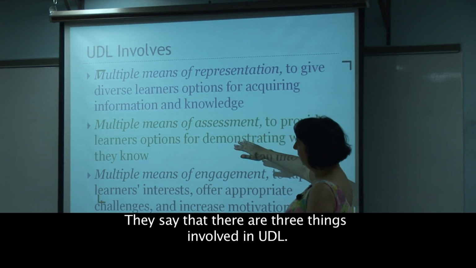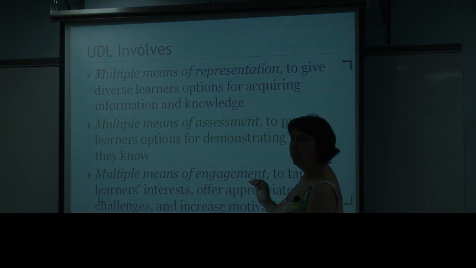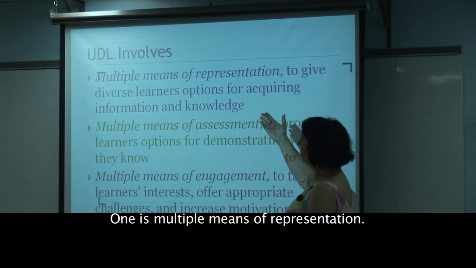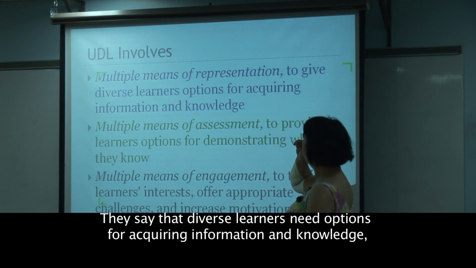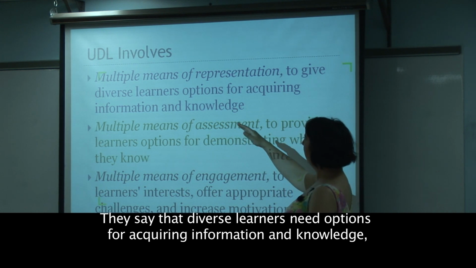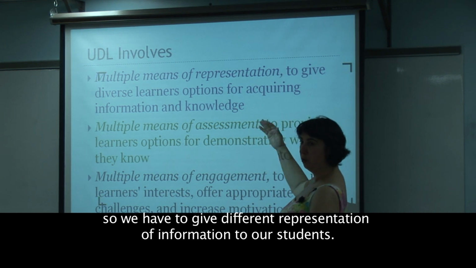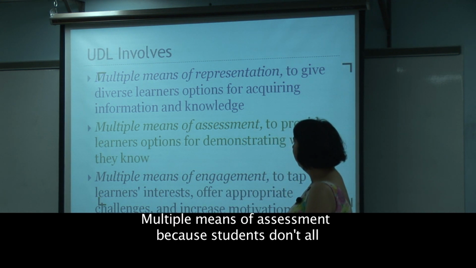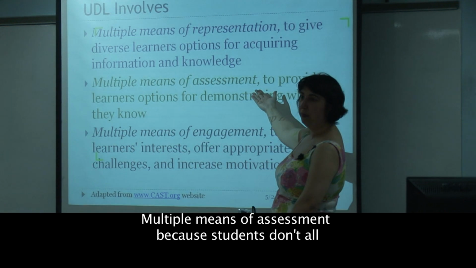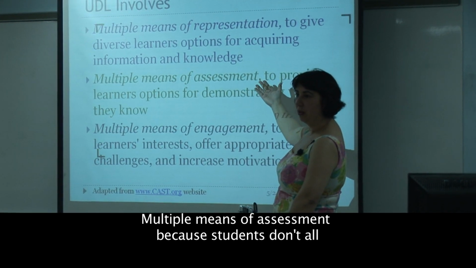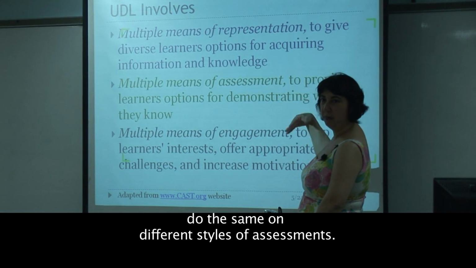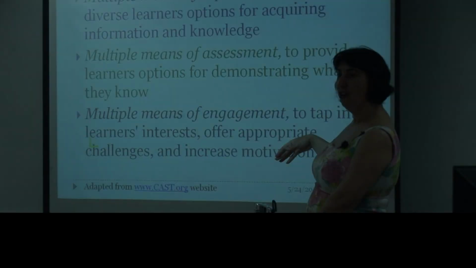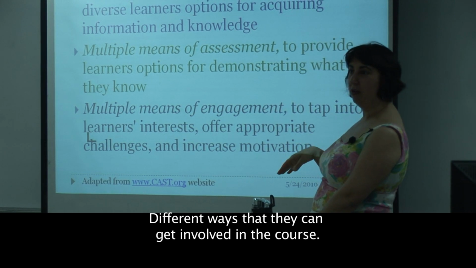They say that there are 3 main areas that UDL involves. One thing is multiple means of representation. They say that diverse learners need options for acquiring information and knowledge, so we have to give different representations of information to our students. Multiple means of assessment, because students don't all do the same on different styles of assessments. And multiple means of engagement, right? So different ways that they could get involved in the course.